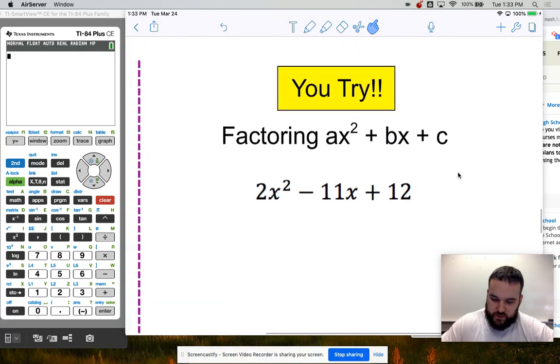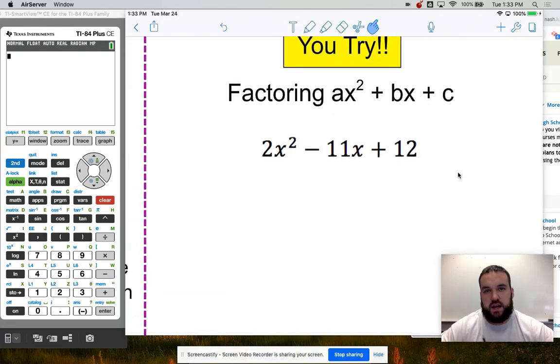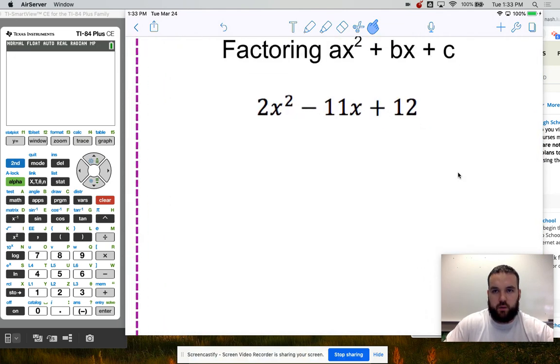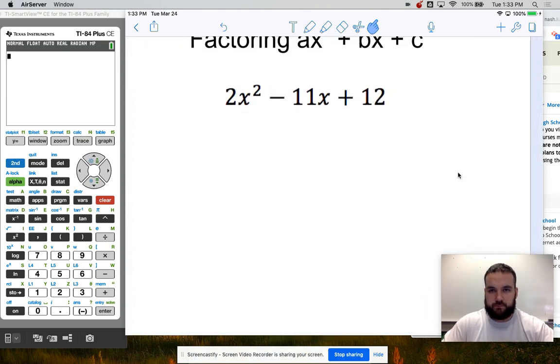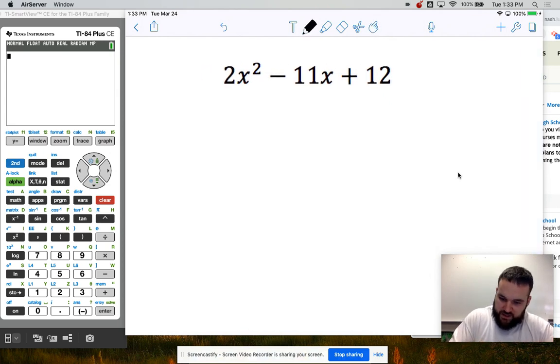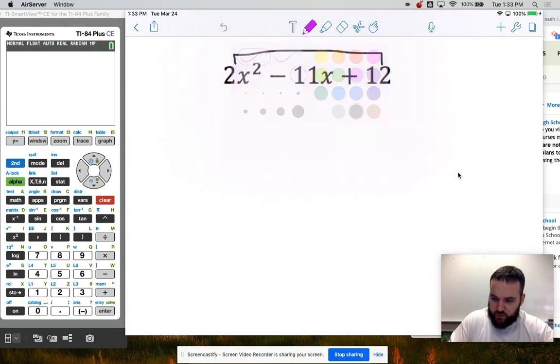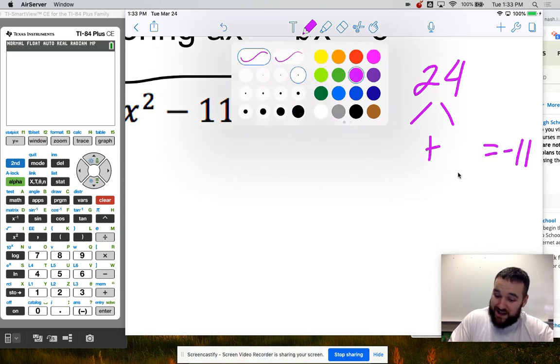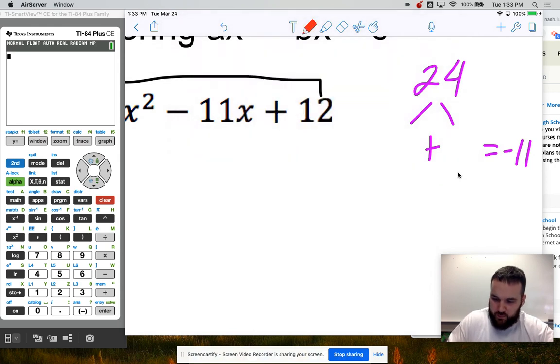All right, so give one more try, just to work out some kinks. There are the steps on the side. Okay, give one more try and we'll wrap this up. 2 does not go into 11, so there's no GCF. So we can go right to multiplying 2 and 12. That gives me 24. So I need factors of 24 that add to negative 11. Because it's positive 24, I need a couple of negative numbers.